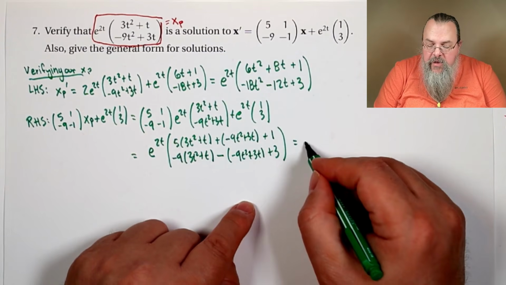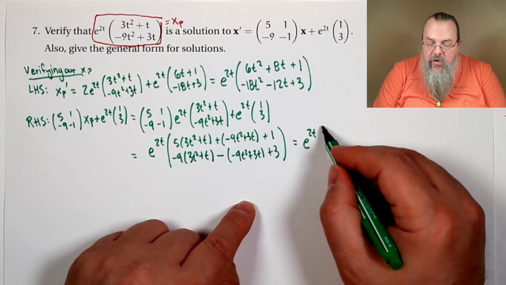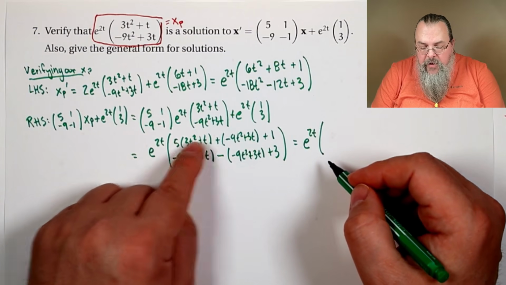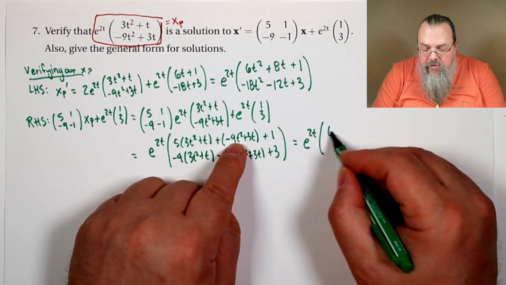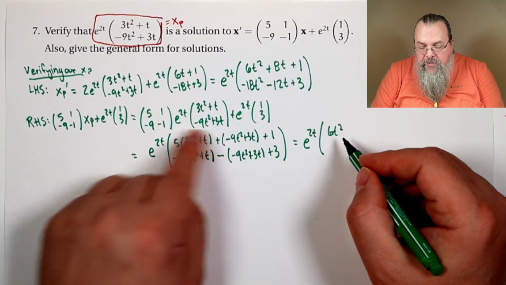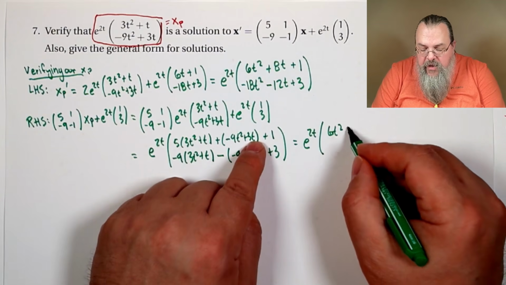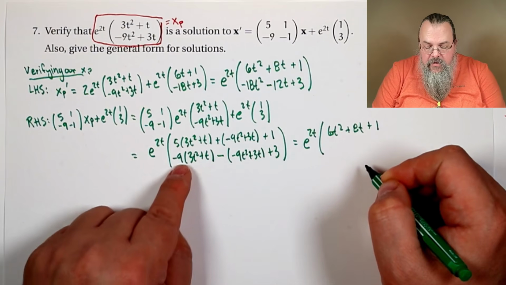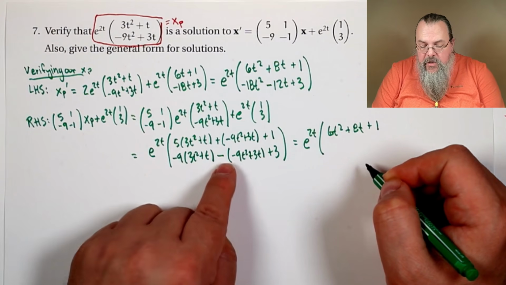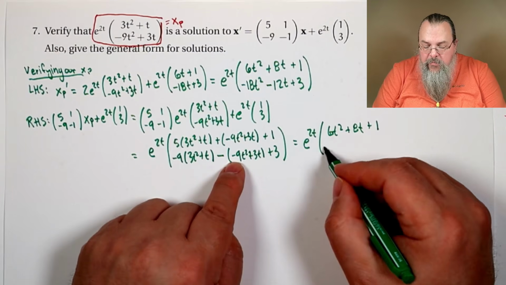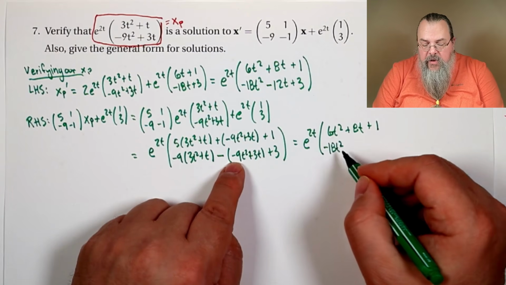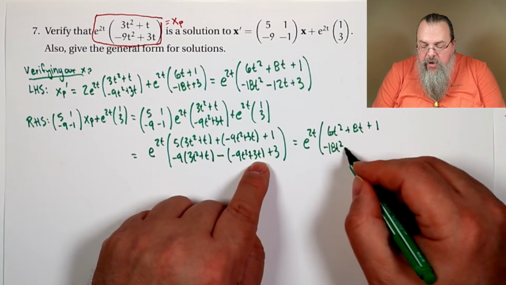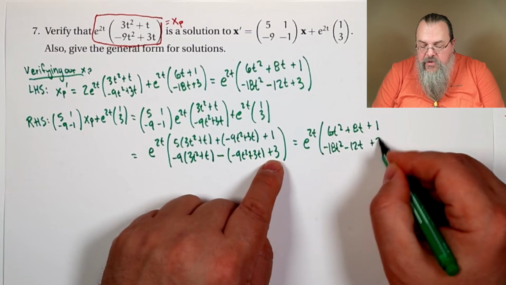Well, that makes e to the 2t times, and okay, we get 15t squared minus 9t squared, that's 6t squared, 5t plus 3t, that's 8t, and plus 1. Then minus 27t squared plus 9t squared, minus 18t squared, minus 9t minus 3t, minus 12t, and plus 3.